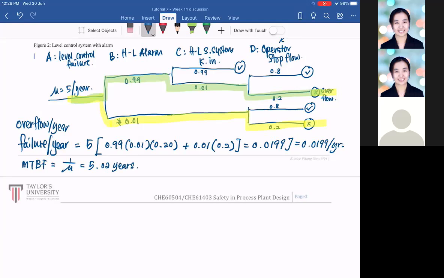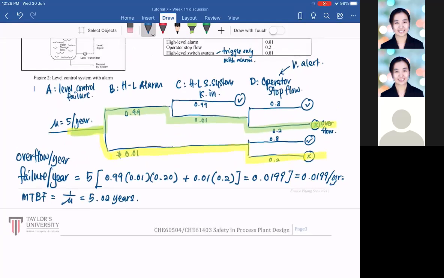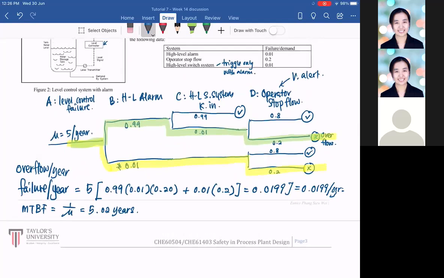So what it tells us is that if this system, the level control, fails 5 times a year, but with our system in place, we have the high level alarm and the high level switch system in place, the mean time between failure, so the whole system gets overflow every 5.02 years. In fact, this is still very high, means every 5 years we expect there will be one overflowing case.